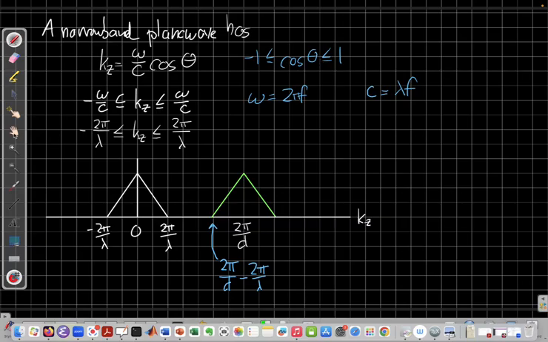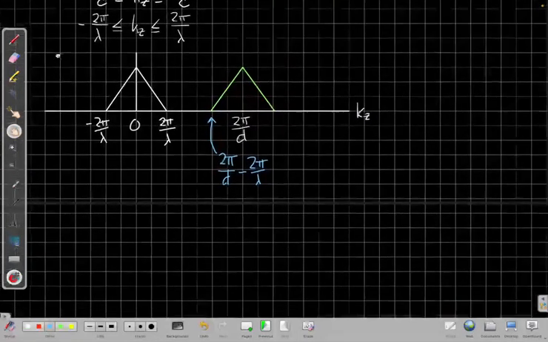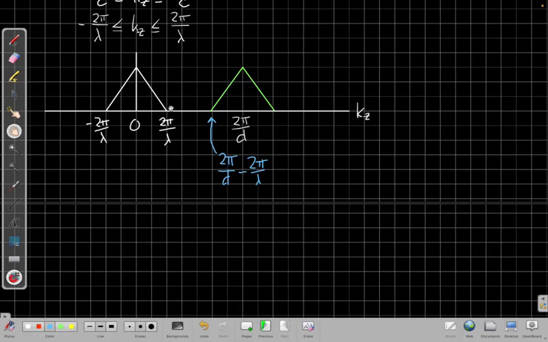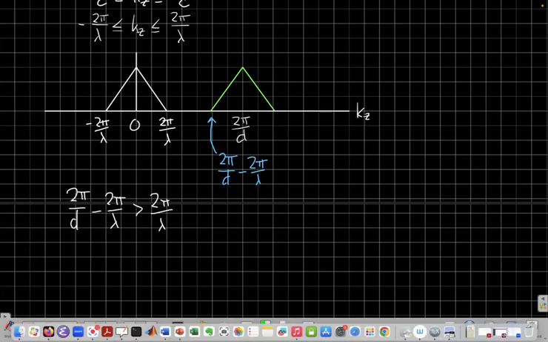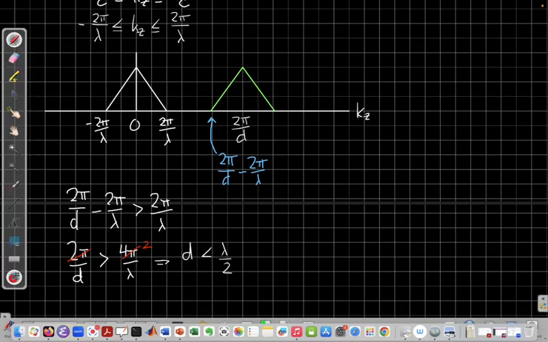So if I work with this, that tells me I need to put that in an equation saying that this edge has to be above this so they don't overlap. I'm saying that I need 2 pi over d minus 2 pi over lambda to be more than 2 pi over lambda. Right? So now we just want to solve this for d and lambda. So moving this 2 pi over lambda to the other side, I get 4 pi over lambda. Now I flip things, and I also flip the inequality and cancel out the pi's.